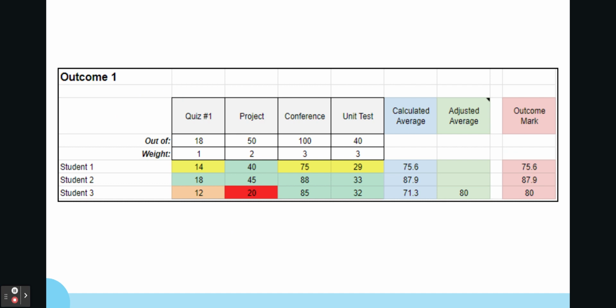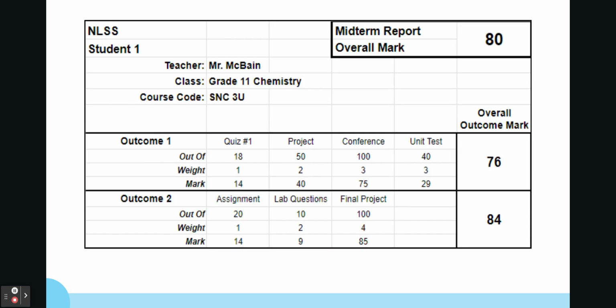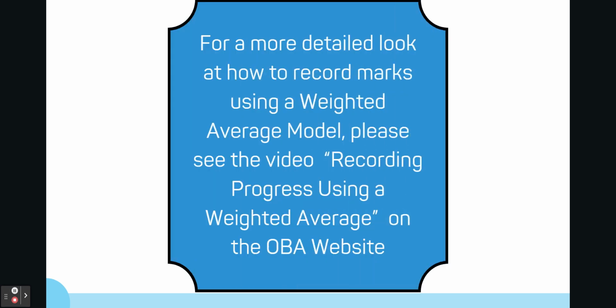This is an example of what a spreadsheet might look like using the weighted average model. Again, Aspen or Brightspace are also options you can use, but the spreadsheet helps to show a simple picture of what that might look like for now. This is what a student report might look like. Notice again how it shows a student's achievement in each outcome and the overall mark in the course. You can get more information on how to use this type of spreadsheet by watching the How to Record Progress Using a Weighted Average video.